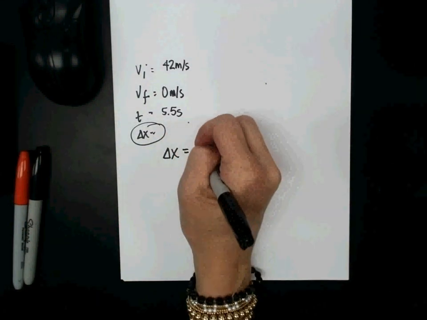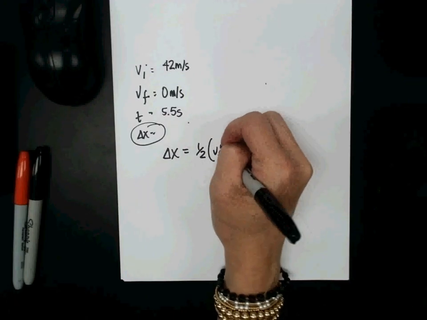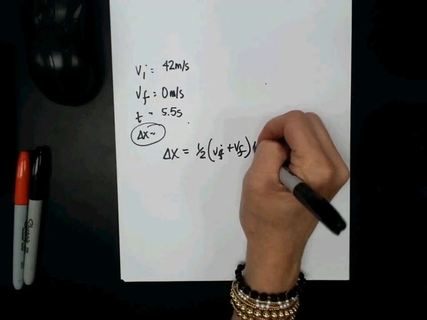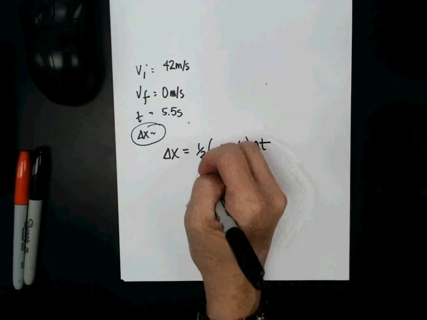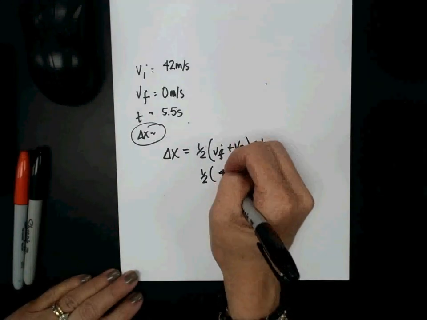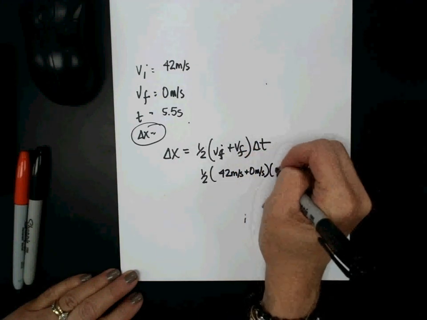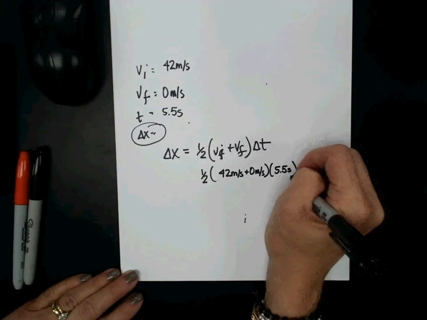Delta x equals 1/2, vi, I'm sorry, plus vf, delta t, and sub in what we know, 1/2. Now I'm going to tell you this right now. My final velocity is 0. 0 makes no difference in the problem, so as you're pulling this down, if you don't include plus 0, that's okay. But you need to be sure that you include everything else. So this would be 42 meters per second, plus 0 meters per second makes no difference, and my time is 5.5 seconds.